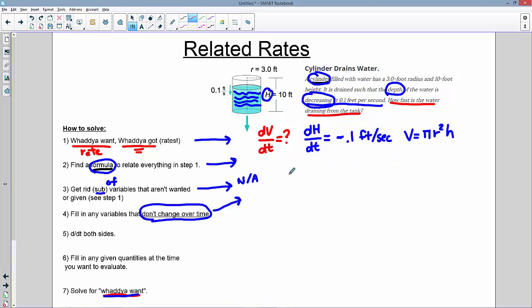So I'm actually going to change my formula here to be, let me use blue, v equals pi r squared h, right? And I'm going to put this 3 in there. So I'm going to put 3 in here.